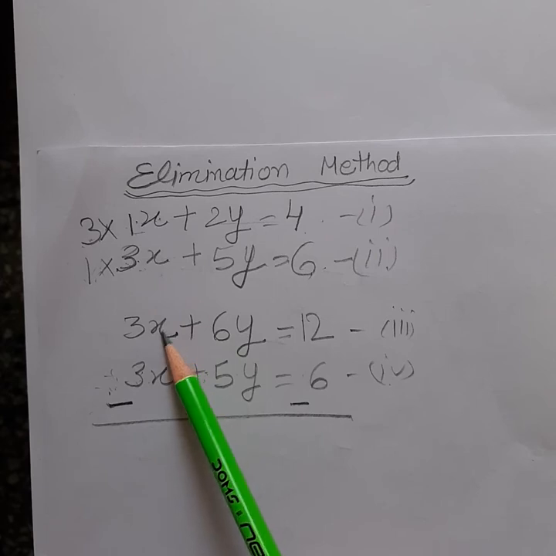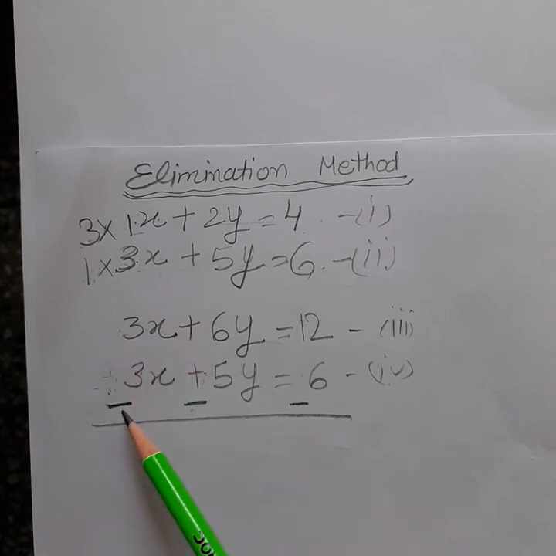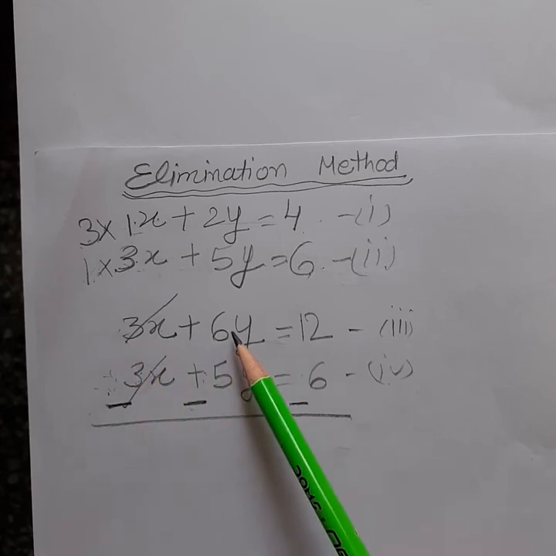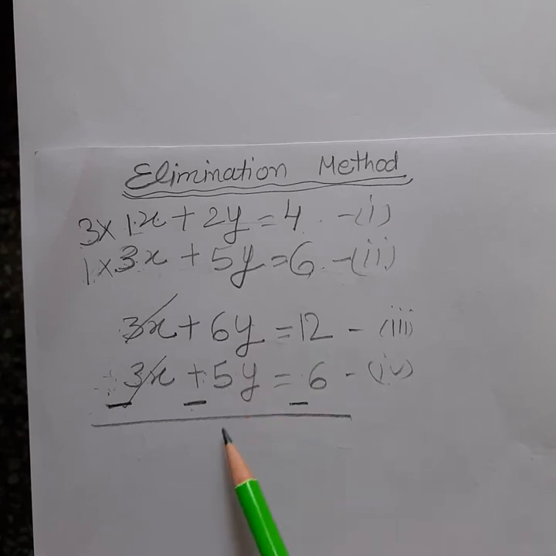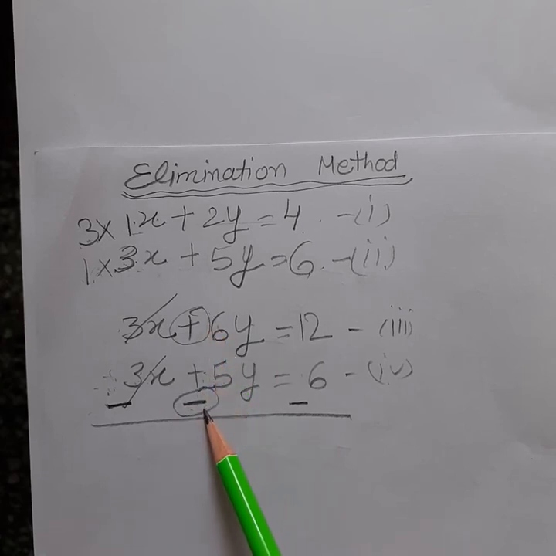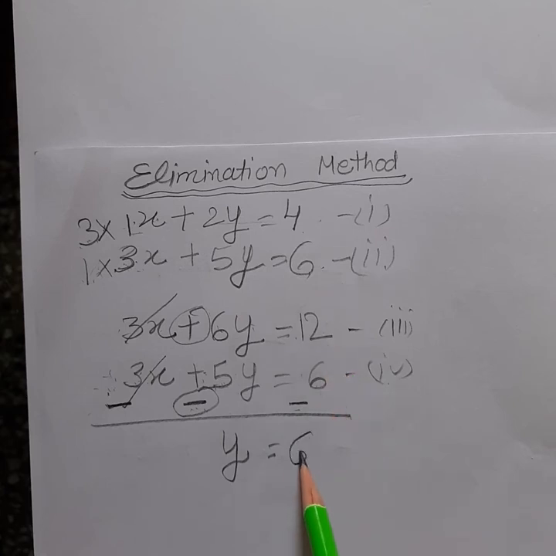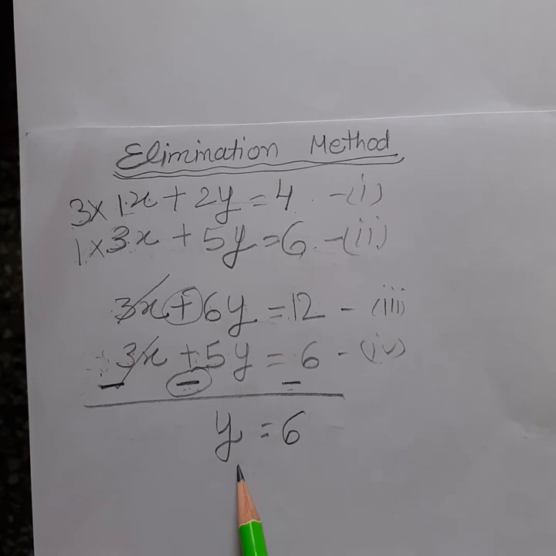Okay, now 3x is a plus term and here 3x is a minus term, so that's why these two terms are cancelled. And 6y minus 5y, because 6 has a plus sign and 5 has a minus sign, and plus minus is minus, so we get 6y minus 5y, then we get y only. Okay, now 12 has a plus sign and 6 has a minus sign, then 12 minus 6 we get 6. So students, we get our value y is equal to 6.